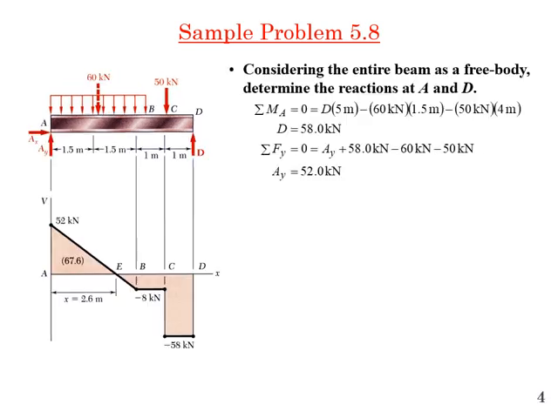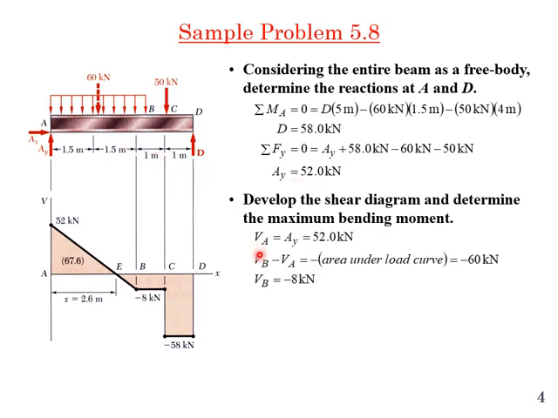Now first we will find the reactions at D and A. So sum of moments at A should be equal to 0, so we can find the value of D, and sum of forces acting in the downward direction is equal to 0. So when we know the value of D, putting the value we can find A_y. Okay. Now the shear force diagram. So the shear force between V_A is 52 kilonewton.